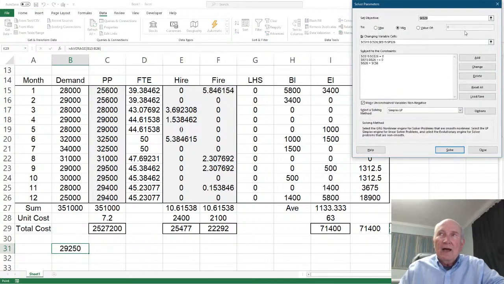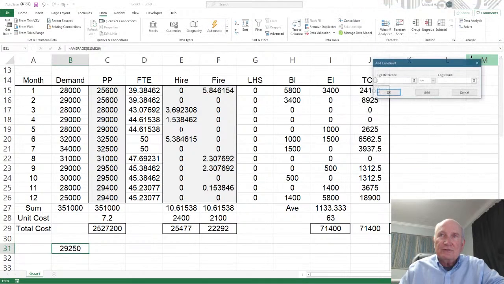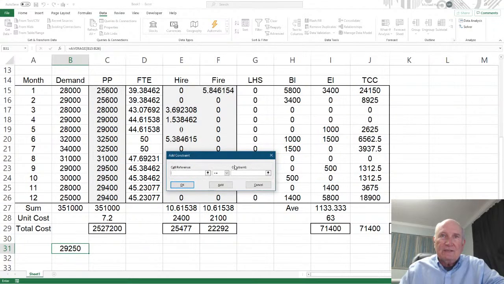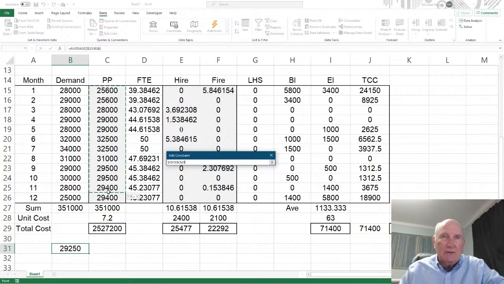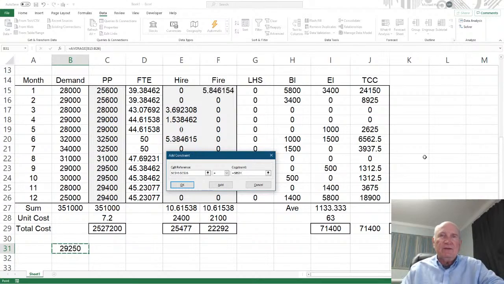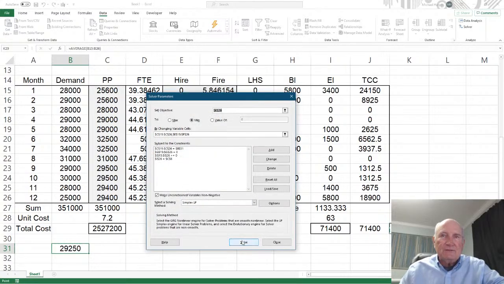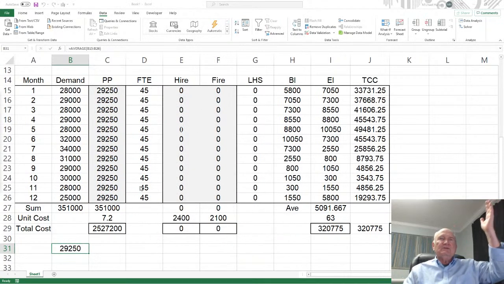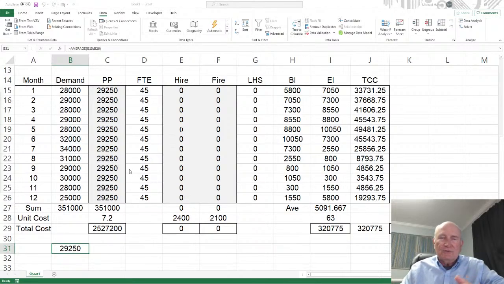I can add another constraint, and that constraint simply will be, I want all of my production here to equal 29,250. And that creates a level capacity. I say OK, and then say Solve. Boom, there's my level capacity. So just with that one statement, you have your level capacity.